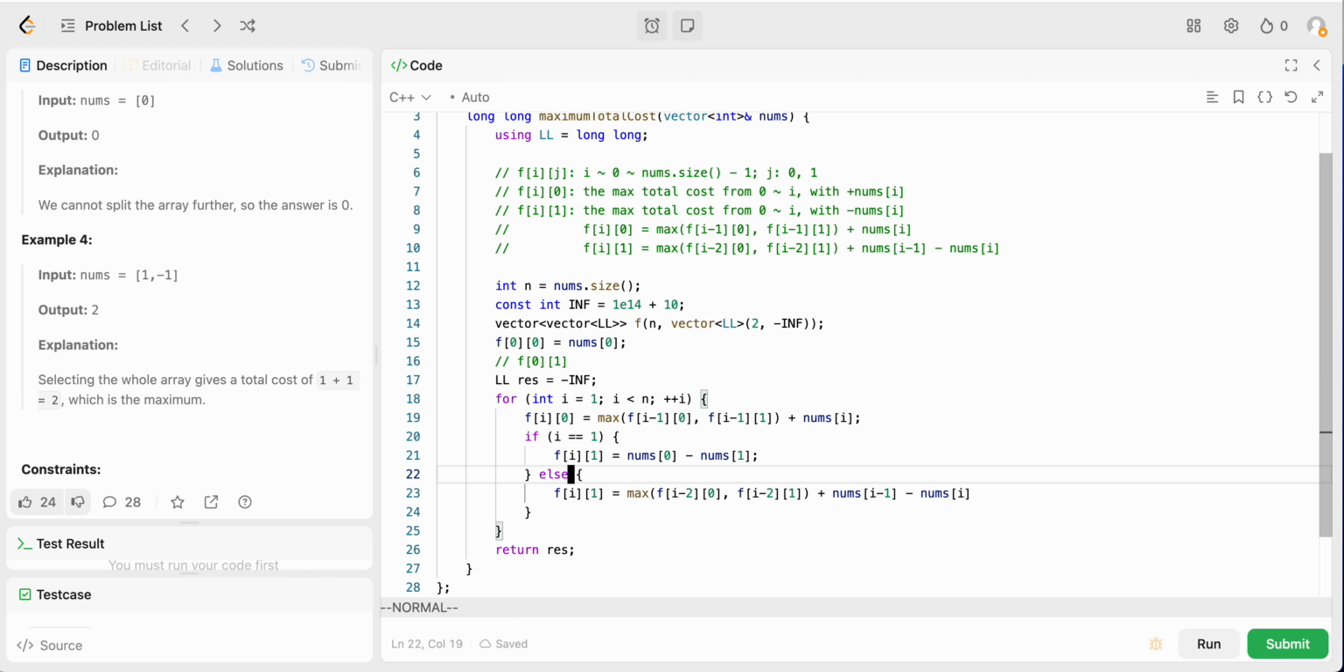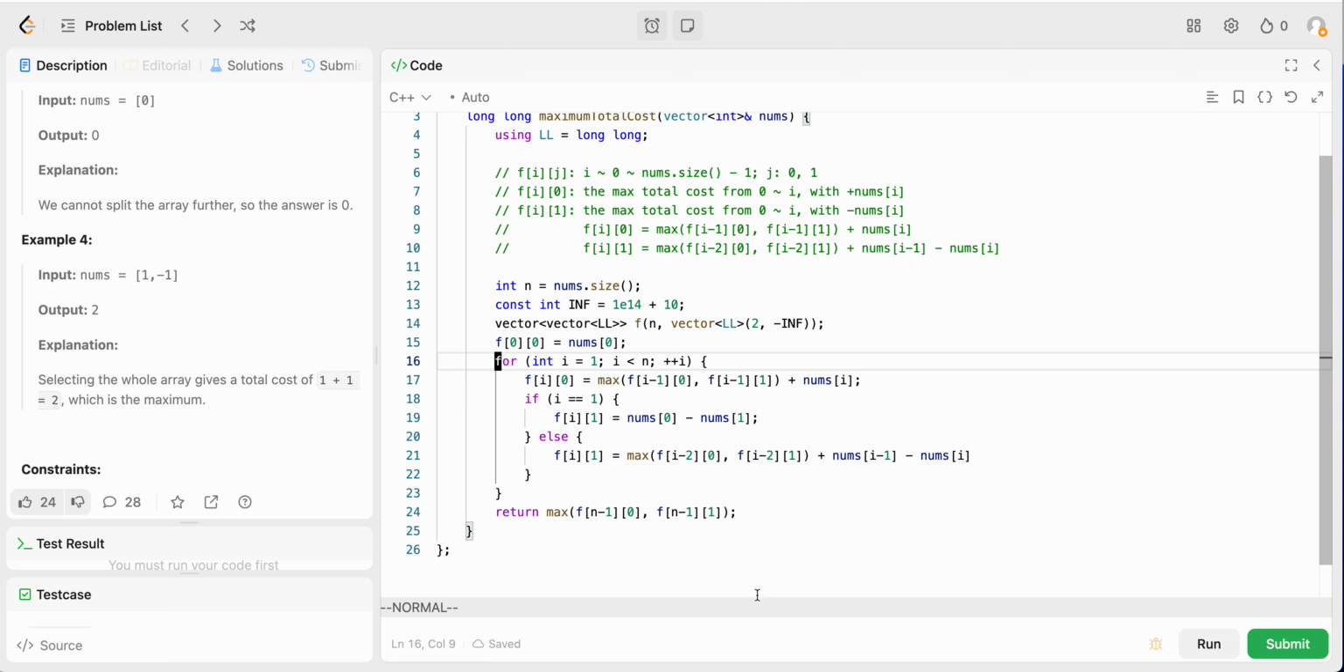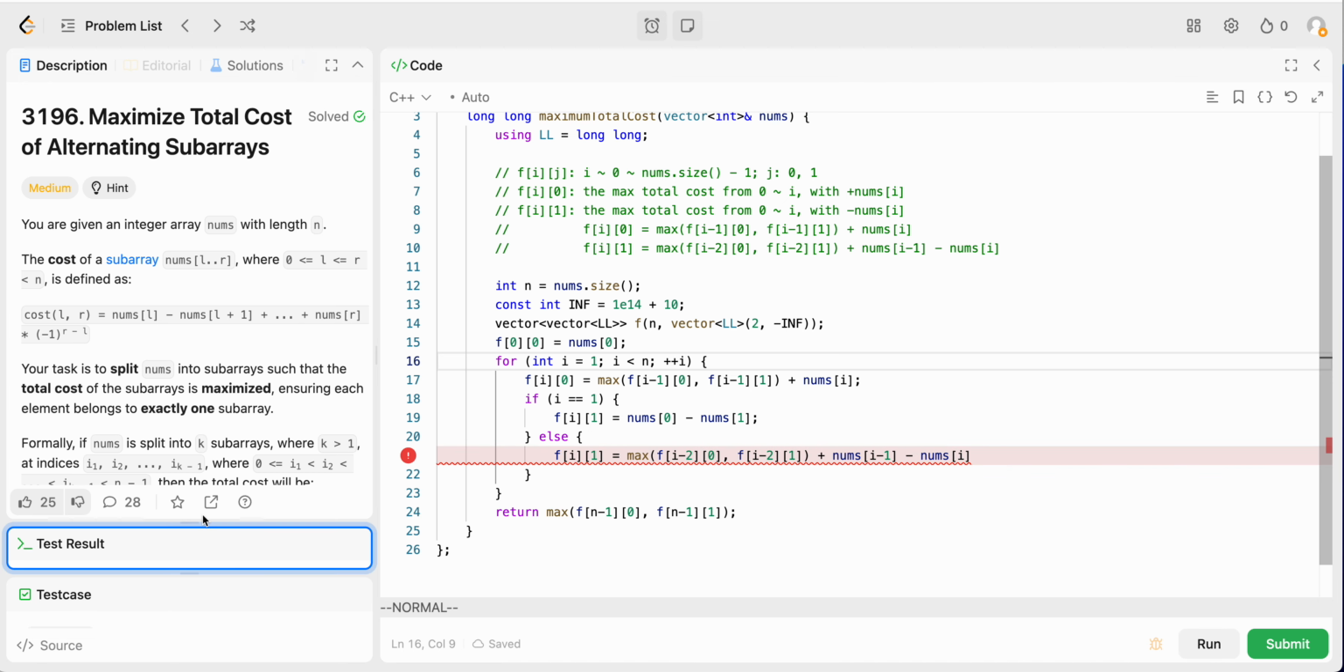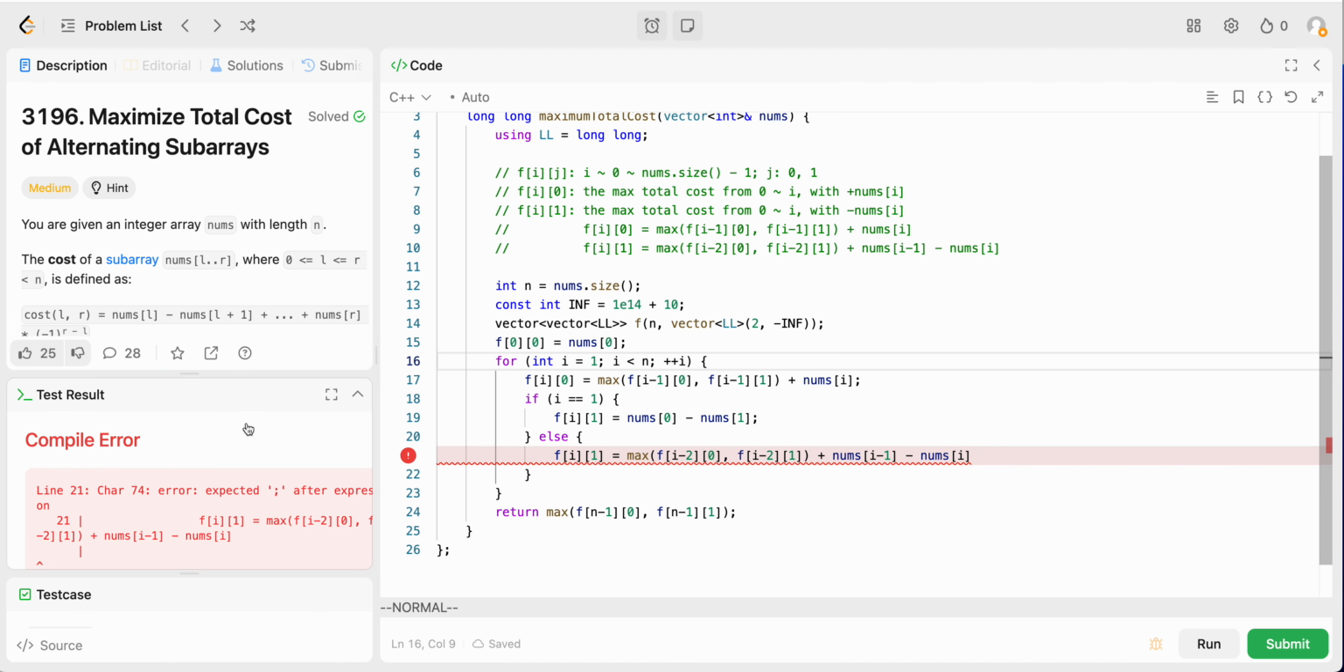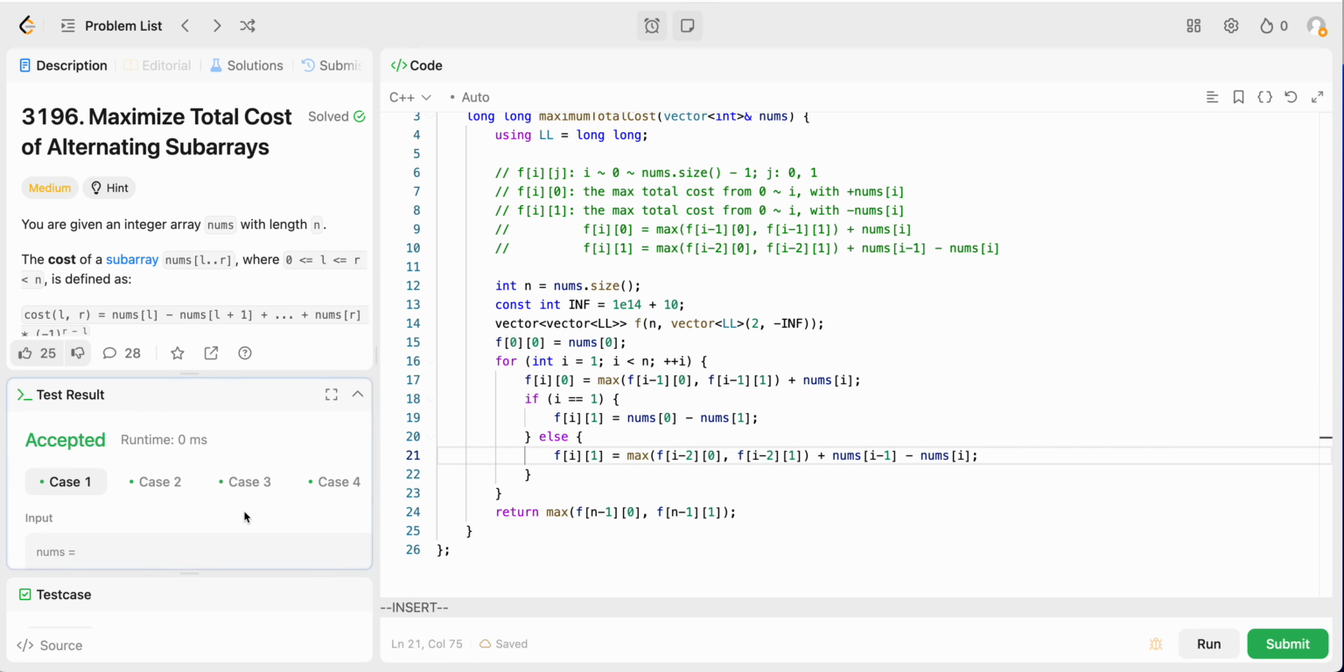And I think we just take the max, we don't need the res actually. The max of f[n-1][0] and f[n-1][1]. Okay, and we can delete this line and this line. Let's see. Another compiling issue, yeah, we have a comma here. It seems correct, and let's submit.